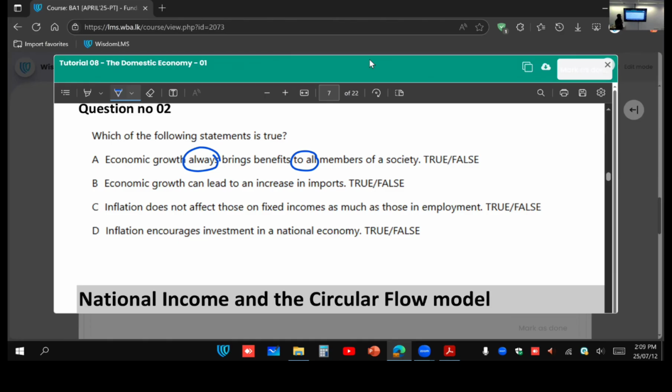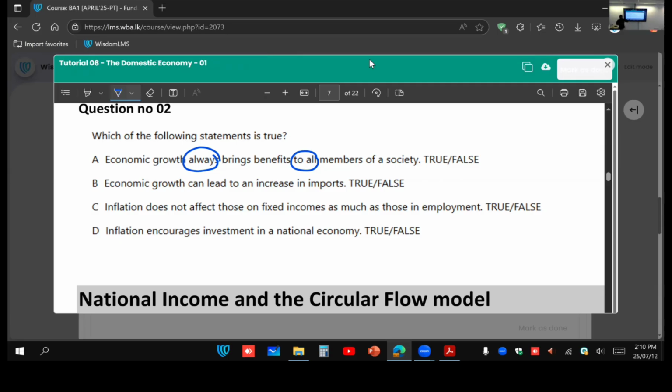Economic growth can lead to an increase in imports. What do you think? Those who say true? Those who say false? True. Because why? We are coming up with this concept of globalization day by day, and it's coming into a global family now. Initially it was globalization, then the concept of global village. Now it's global family, which means we can't stay as an isolated country, although North Korea does. We can't be like that.